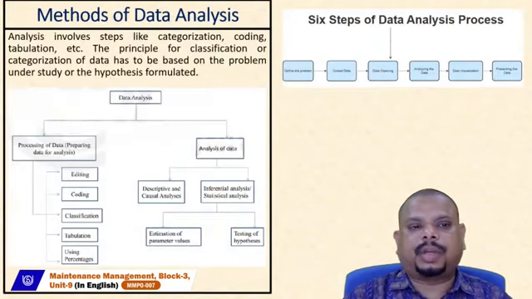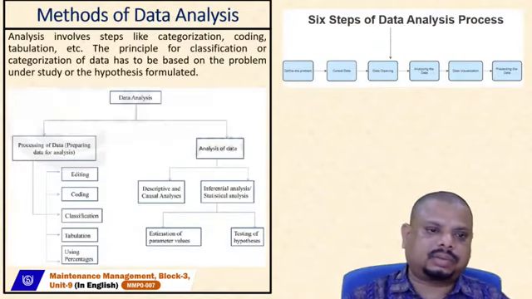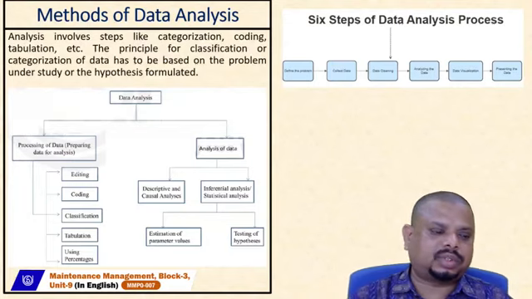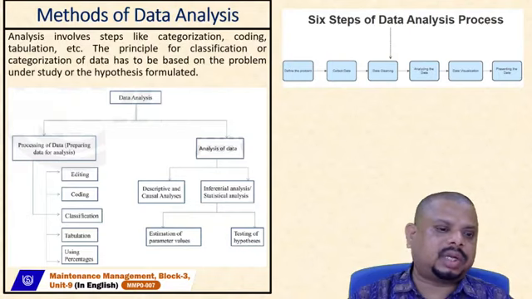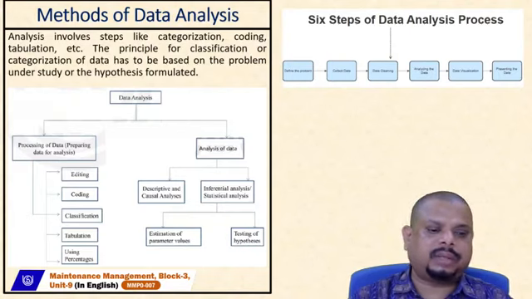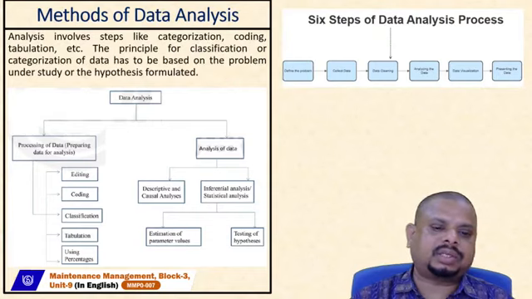Then we have to go for the method of data analysis. The data analysis process basically goes through the processing of data and the analysis of data. Under processing, we have understood the editing of data, coding of data, classification of data, tabulation of data, and using different percentages. On the other hand, we have also gone for analysis of data, that means descriptive analysis or causal analysis.